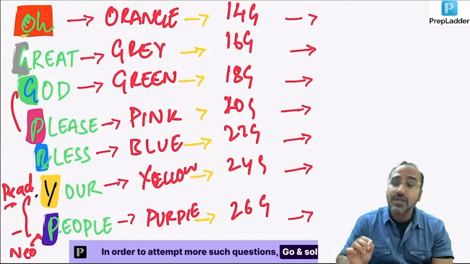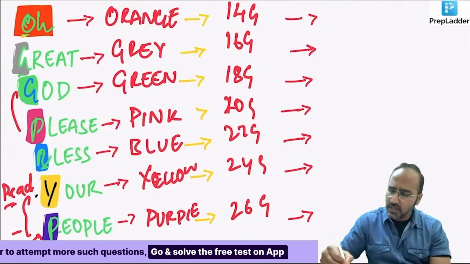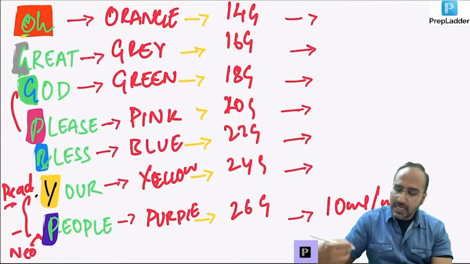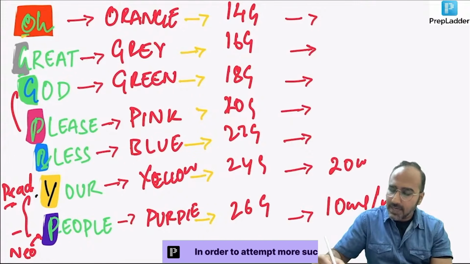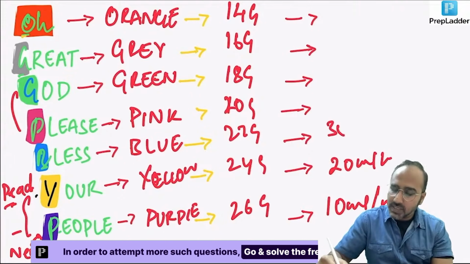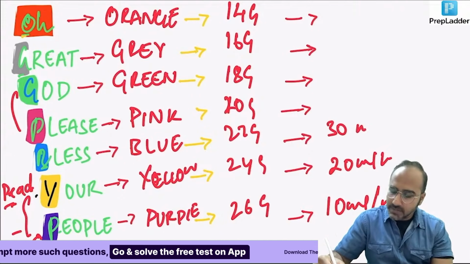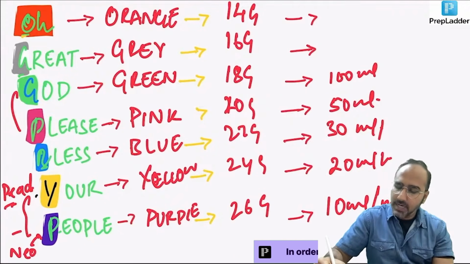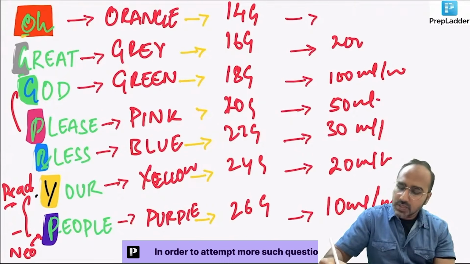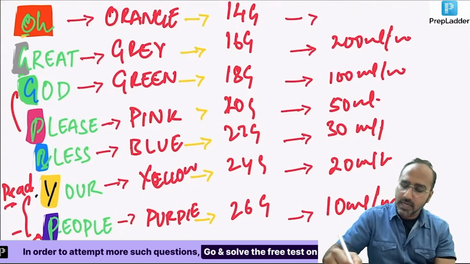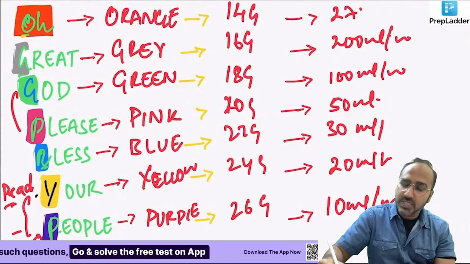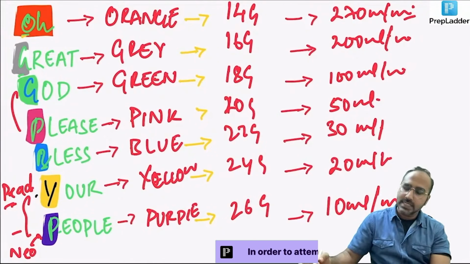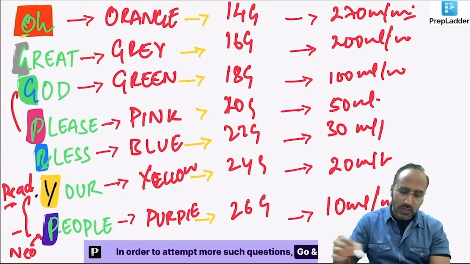When you are using a 26 gauge IV cannula, very small size, it will deliver fluid at a rate of 10 ml per minute. Then 24 is a double of it, 20 ml per minute. Then 22 is 30 ml per minute. 20 gauge is 50 ml per minute. 18 gauge is 100 ml per minute. 16 gauge is 200 ml per minute, whereas 14 gauge is 270 ml per minute. These are the different gauge sizes of IV cannula. These are the flow rates that we have to remember.